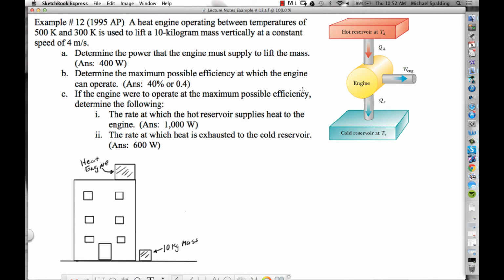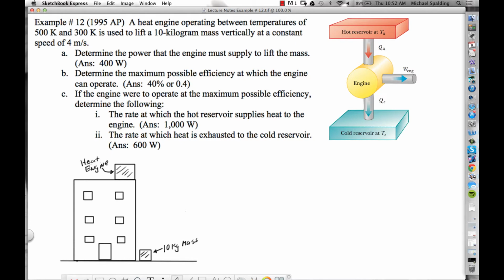All right, example 12 from the lecture notes. We have a heat engine. They give us the two temperatures it's operating between: 500 Kelvin is the hot reservoir, 300 Kelvin is the cold reservoir, and this heat engine's being used to lift a 10 kilogram mass vertically at a constant speed of 4 meters per second.